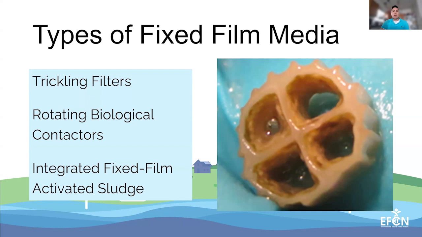This is something that is becoming a little more popular, and these hybrid processes integrate fixed film processes into the activated sludge process. This is when we have some free floating media known as carriers that may look a little bit like this, that have some fixed film on it to perform treatment alongside the activated sludge process that's already occurring.